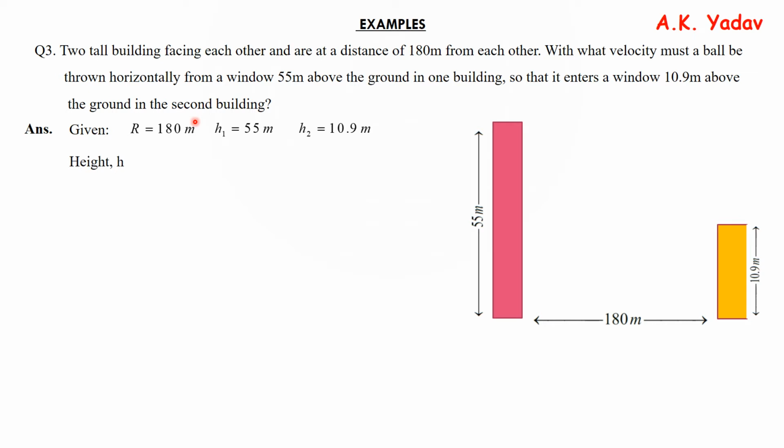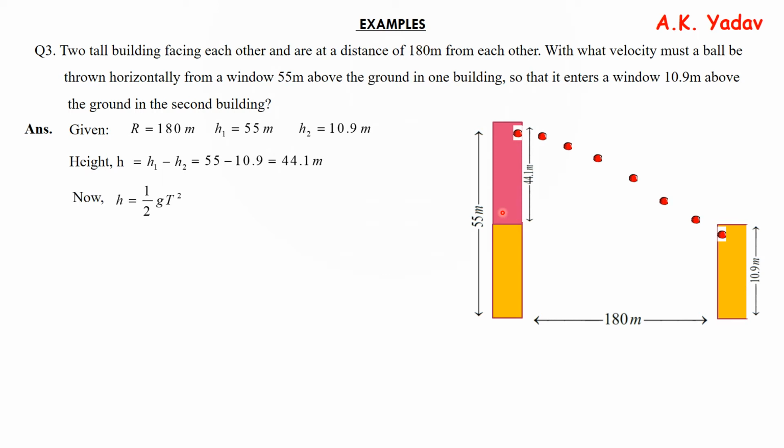Now what is the height? When I say height, I mean this height. So H is equal to H1 minus H2, that is 55 minus 10.9, that is 44.1. So this is what we were talking about. A ball was thrown, so this was according to the question.